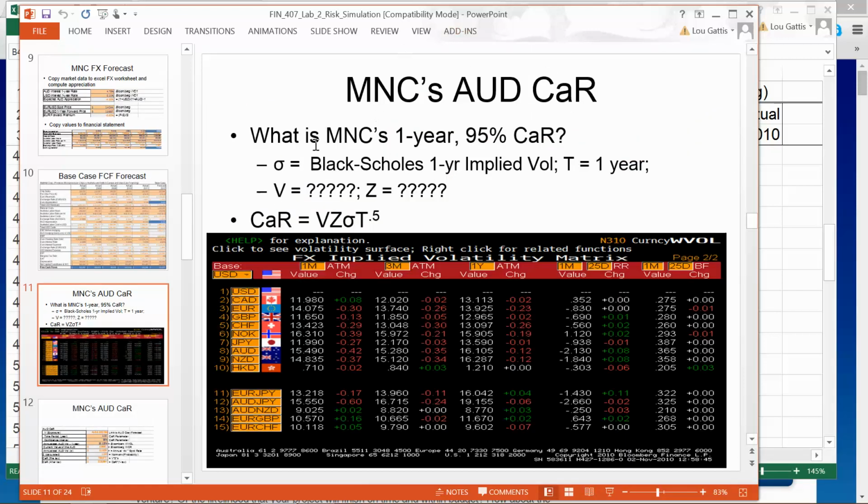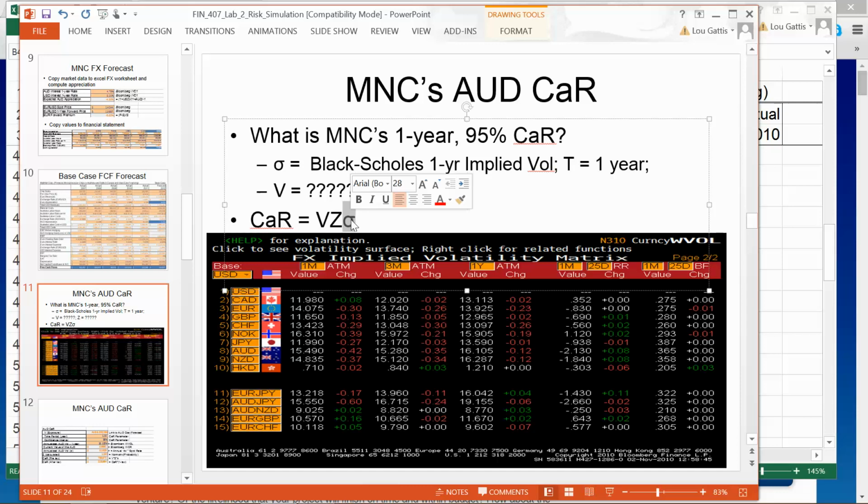So my cash flow at risk, I'm going to use a 1-year cash flow at risk. Our cash flow at risk formula is V, our position in the foreign currency. Z, we're going to do a 95%, so that Z is going to be 1.65. My sigma, I need an annualized volatility of the Aussie. And I'm going to do a 1-year forecast, so my square root of T here is going to be 1, so I can actually just get rid of that.